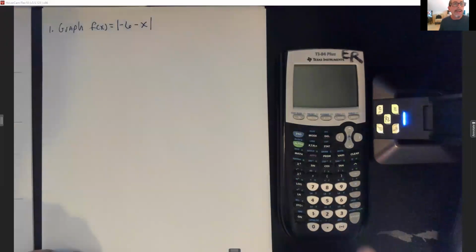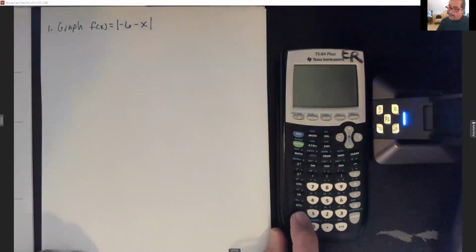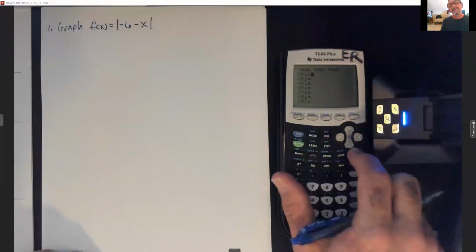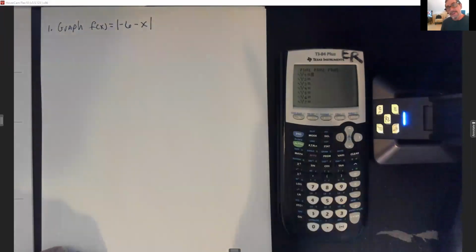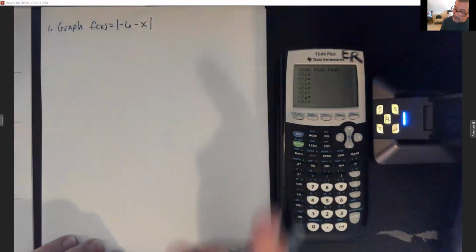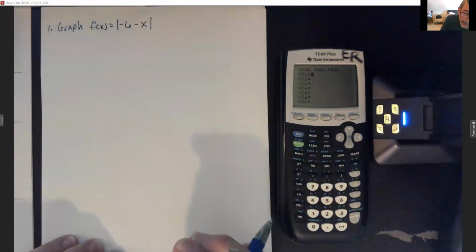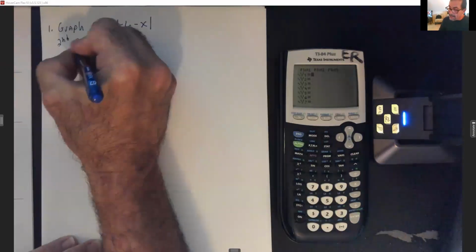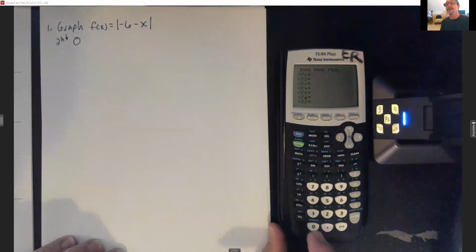All right, so I'm going to go to the calculator and go to my y equals and clear this out. So the first thing you want to do is get the absolute value. To get the absolute value, there's two ways you can do that. First way, I can hit second and a 0. So second, 0 will bring up a catalog, and you can hit enter right there and get your absolute value.